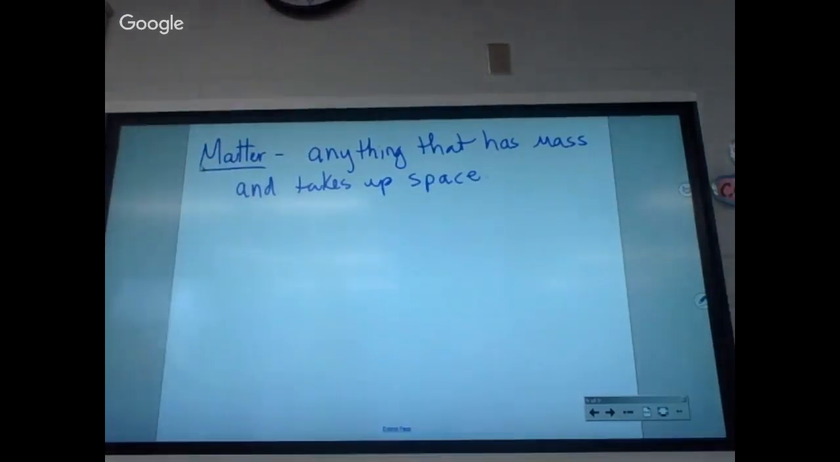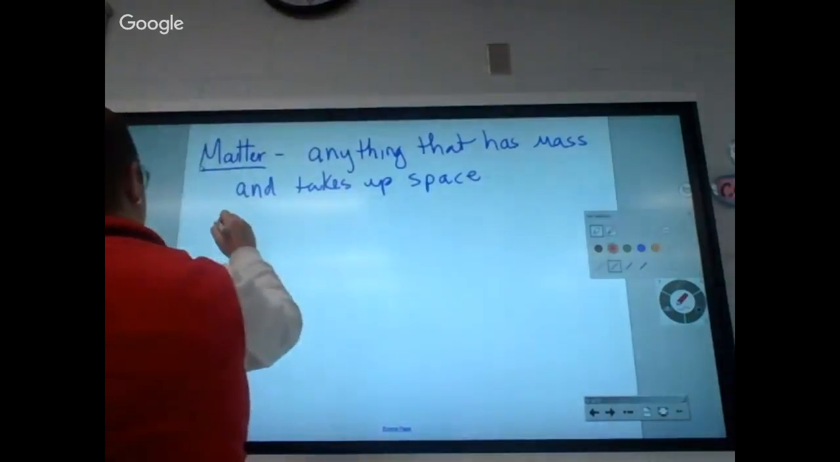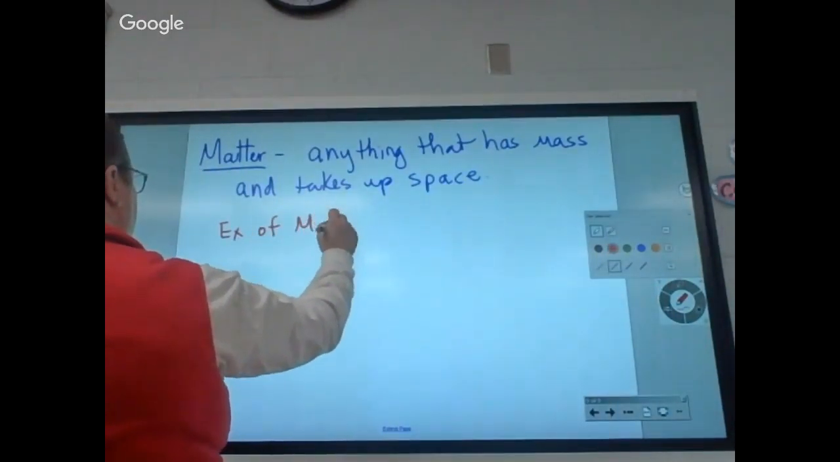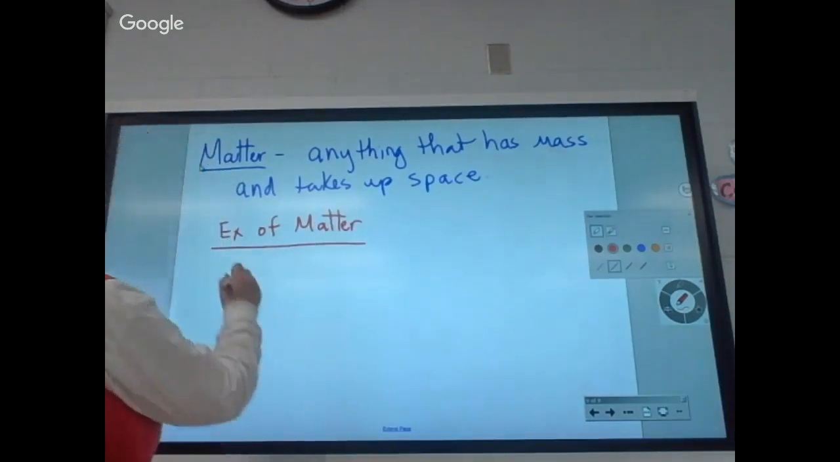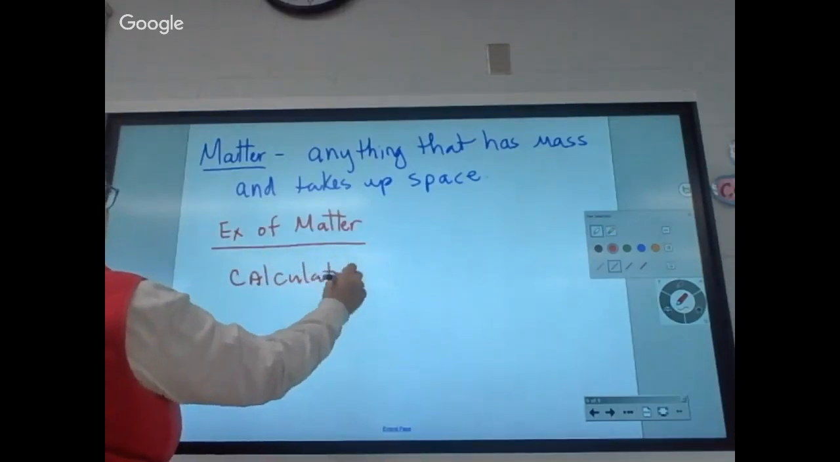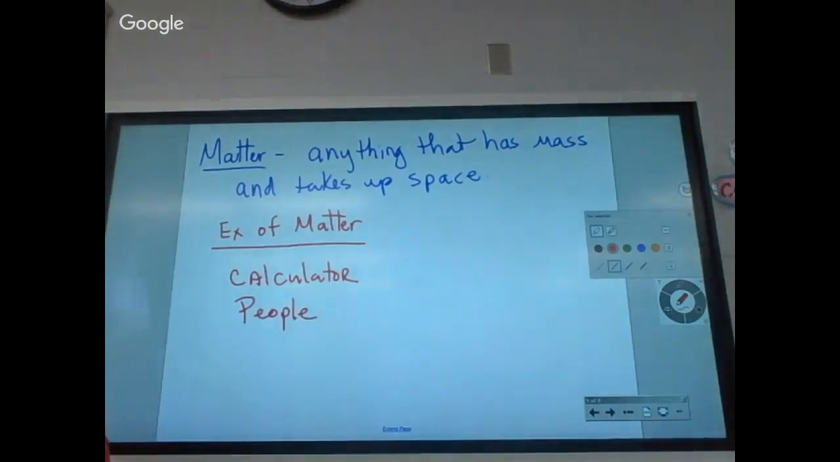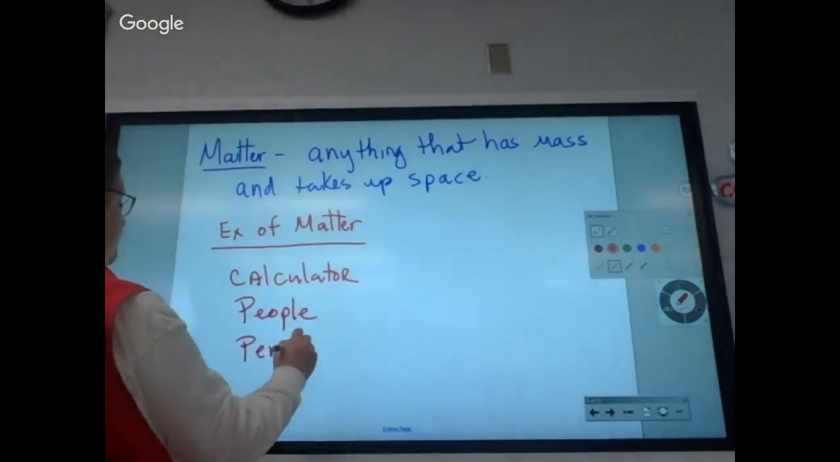Now, matter is anything that has mass and takes up space. So, if I was to ask you to give me some examples of things that are matter. All right, give me 3 things that are matter. Calculator, Annabelle, and Kaya. Okay. Those are the first things I saw. All right, instead of labeling Annabelle, we'll say people. And what was that last one? Pencil. Okay.